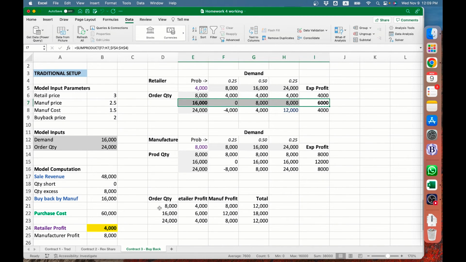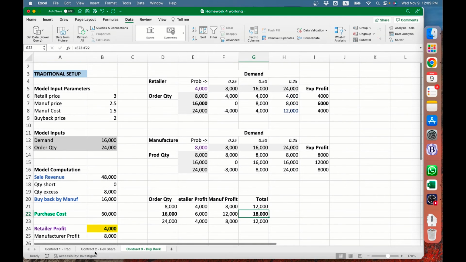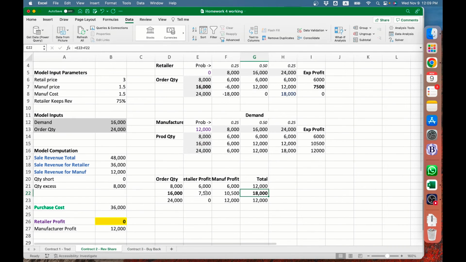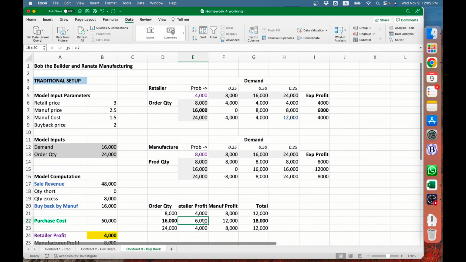And then you can see that in the total supply chain profit, if you select 16,000, you maximize the total supply chain profit at 18,000, which was being done by revenue share as well. Notice in revenue share, the retailer makes 7,500 and the manufacturer 10,500. Here it is a little bit different. Retailer makes 6,000, manufacturer makes 12,000. But again, notice the same pattern.